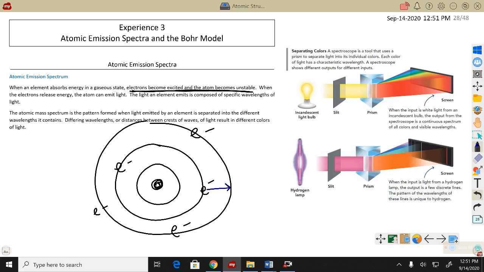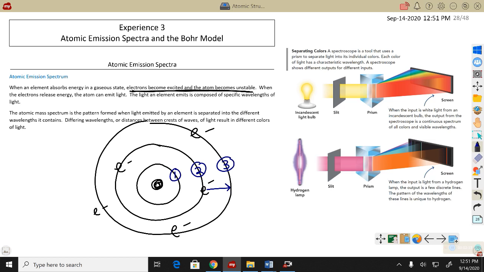So maybe if this is energy level 1, energy level 2, energy level 3, maybe I have an electron in level 2 and it jumps to level 3. They just jump out to higher energy levels. But high energy is always associated with instability. Whenever something's at a high energy level, it's not stable. And so we call this an excited electron.